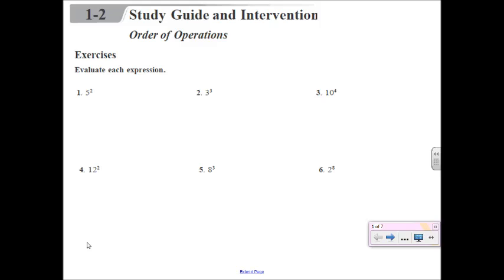So in class we talked about that when it says evaluate an expression, it just means to find the answer. So when it says evaluate 5 squared, it's asking you what does 5 squared equal? Well, 5 squared means you multiply 5 by itself 2 times. That's what the 2 exponent means. 5 times 5 is 25.